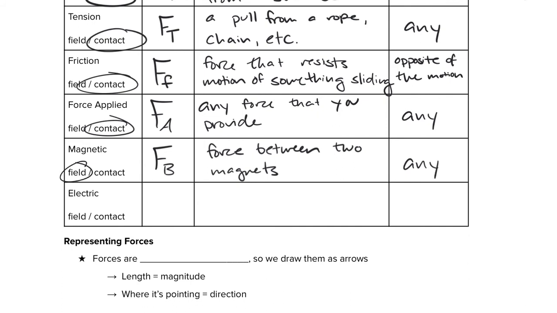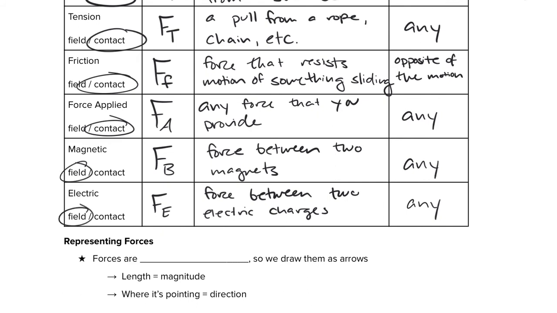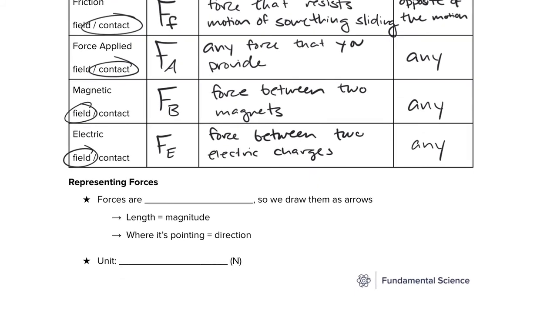We've also got electric forces, which are between two charges. Forces or force between two electric charges. The direction for that is any. The symbol for that is F with capital E. And electric forces can go over a distance, and that is a field force for that reason. Okay, so those are all the types of forces that we could encounter in this class. There are a few other forces in existence that we won't go into, but this is not an exhaustive list. It's just the ones that we're going to use.